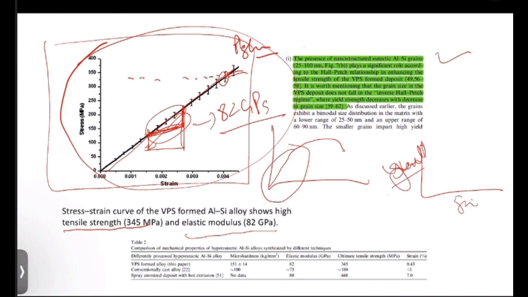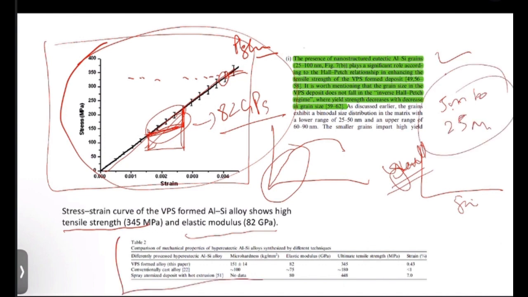It is worth mentioning that the grain size in the VPS deposit does not fall in the inverse Hall-Petch regime, where the yield strength decreases with the decrease in grain size. Obviously, because the range of the particles is 25 to 100 nanometer. For the inverse Hall-Petch effect, there should be a 5 nanometer to 25 nanometer range.